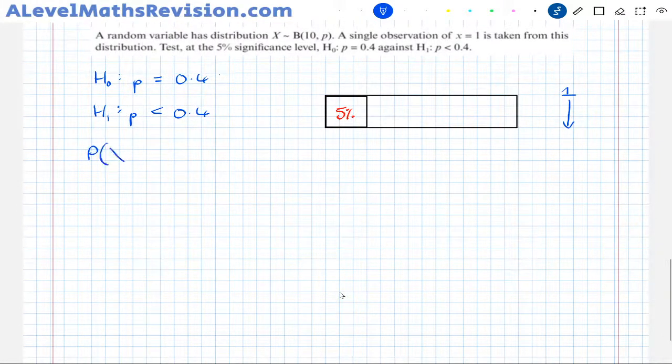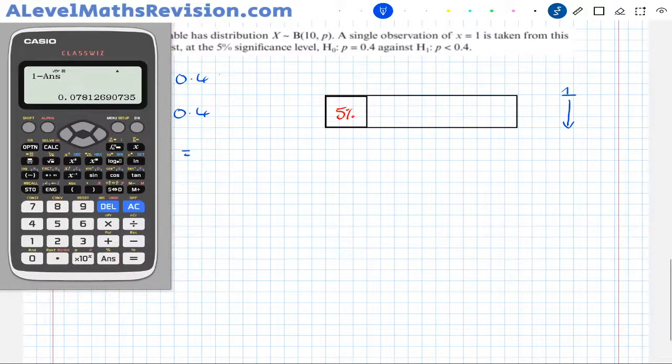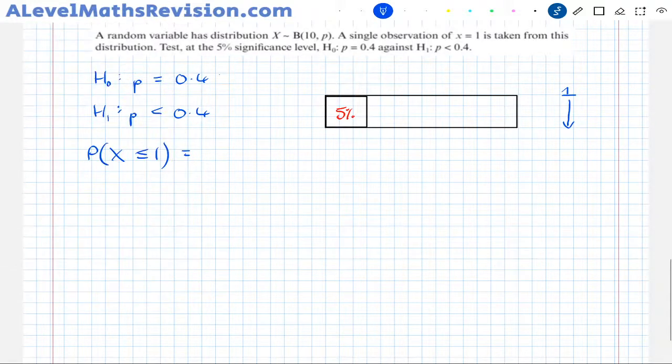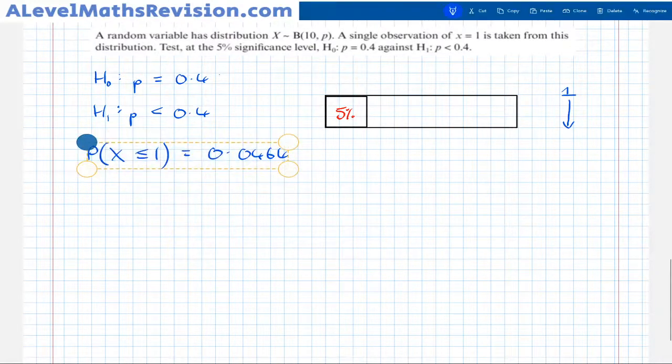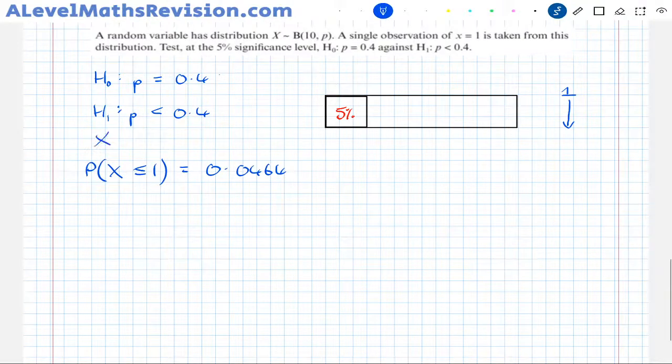So the probability that x is less than or equal to 1 is equal to, straight in the calculator, binomial cumulative distribution. So x is less than or equal to 1. We had 10 goes and the probability of 0.4. 0.0464. And again, I should really state the distribution that I'm using, which was 10, 0.4.